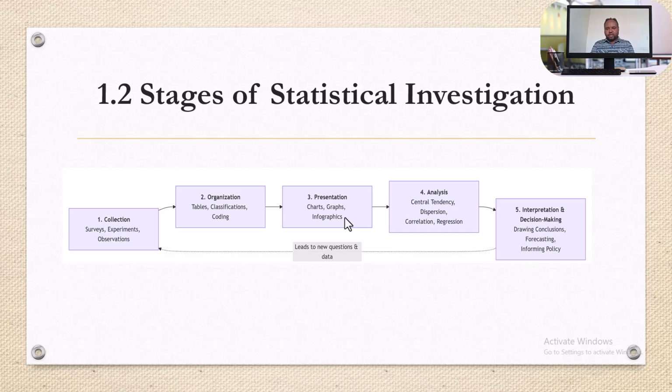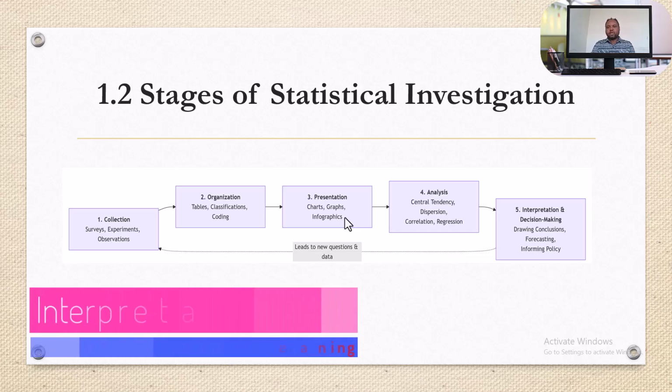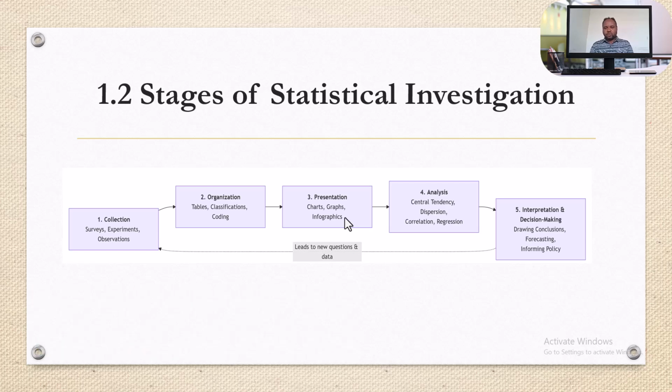Having analyzed the data, the next step is interpretation and decision making according to the results found under the fourth stage, which is analysis. At this stage, we interpret the results in the real world context, and we inform policy, recommend actions, draw conclusions, and forecast. At the same time, this stage can lead us to new questions and data. This can serve as a cyclical input to the first stage, the collection stage, right? So the stages of statistical investigation can be considered a cyclical process.